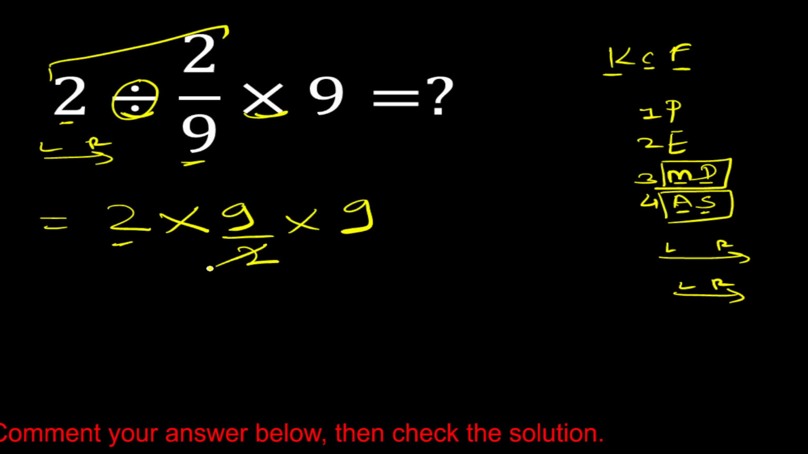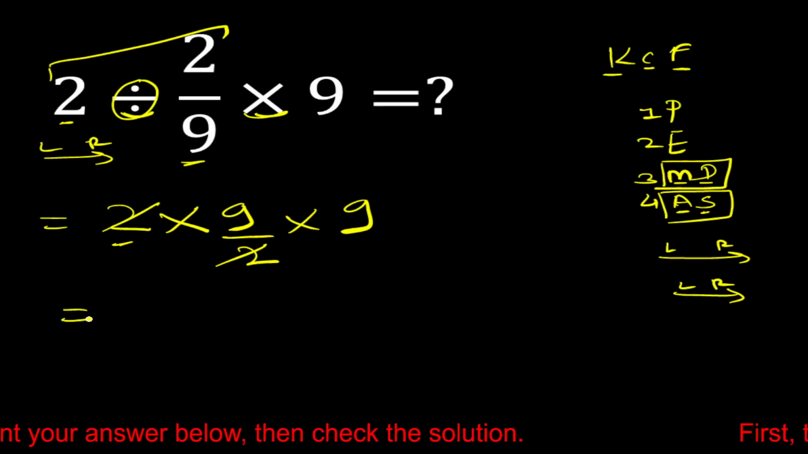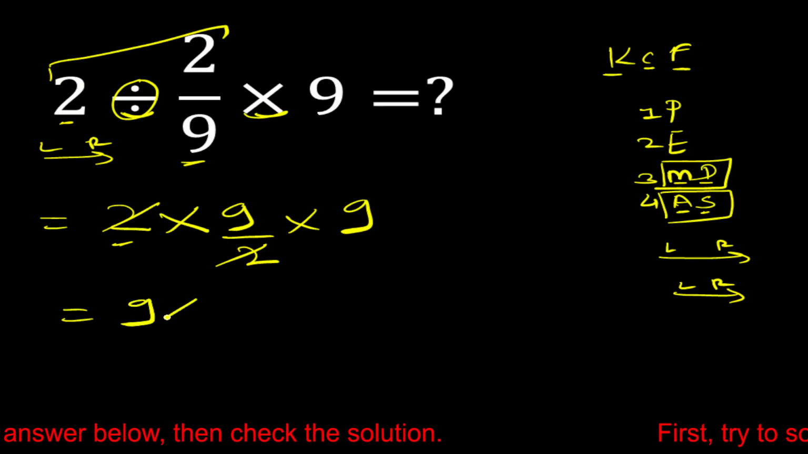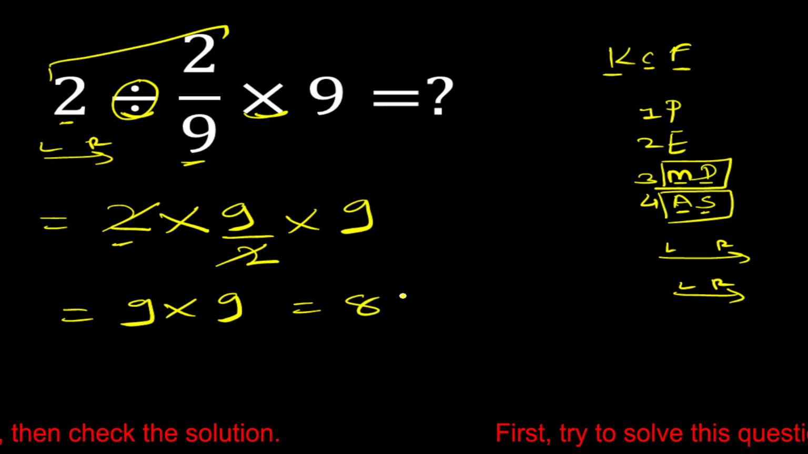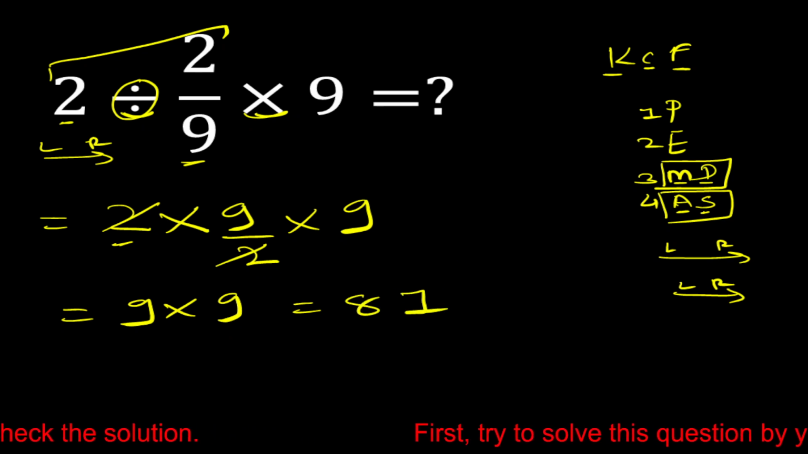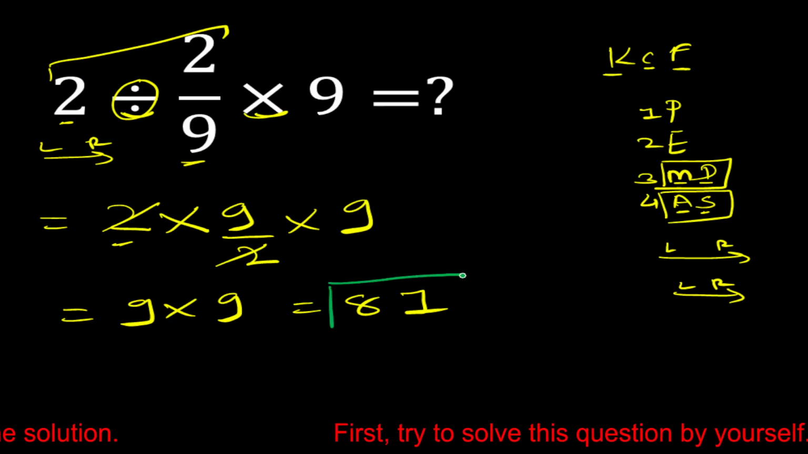Multiply 9. Now 2 divided by 2 is equal to 9 multiply 9. So 9 multiply 9 is equal to 81. Okay, so the correct answer is 81.